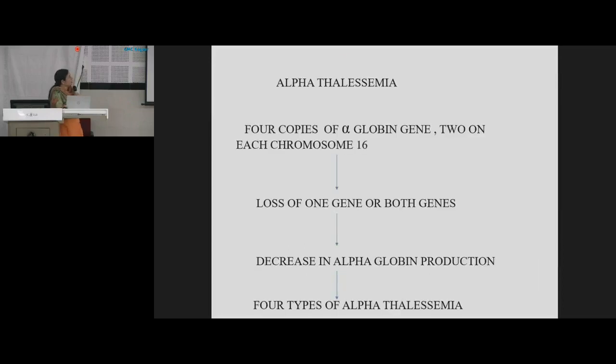Now the second type, that is alpha thalassemia. Normally 4 copies of the alpha globin gene, that is 2 on each chromosome number 16, are present. There may be loss of one gene or both the genes. So there will be a decrease in alpha globin production, and so there will be 4 types of alpha thalassemia because there are 4 copies of the alpha globin gene.